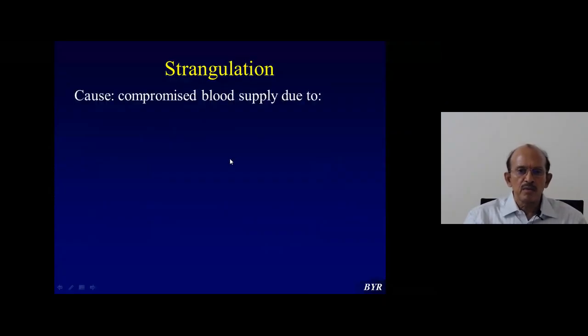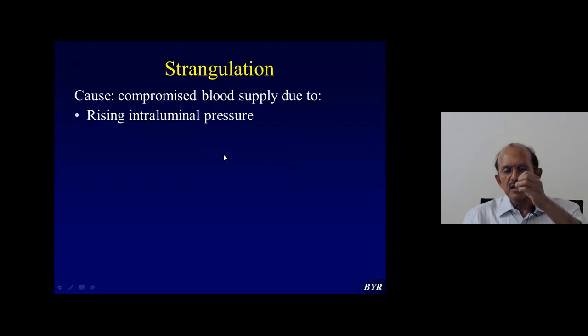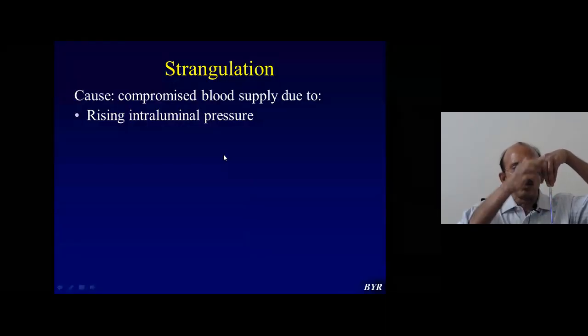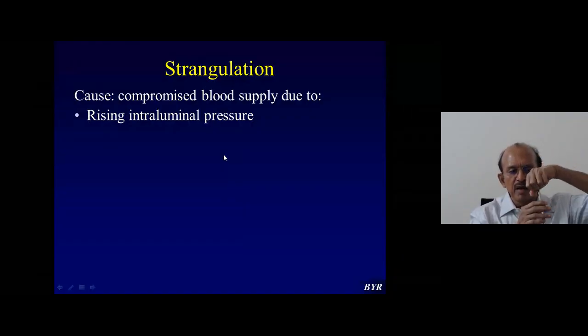Strangulation causes compromised blood supply due to rising intraluminal pressure. So the intestinal tube is getting stretched gradually. So what happens? The intestines get the blood supply from the mesentery. So the mesentery will be here. The mesenteric blood vessels are coming like this. So this is the mesenteric blood vessel. The blood vessel comes like this and divides into two branches. The branches encircle the bowel.